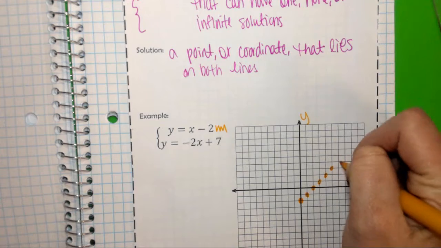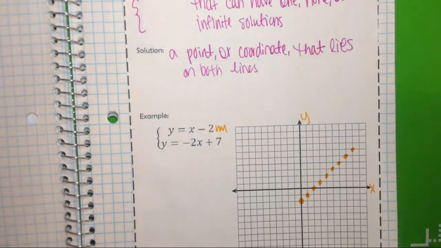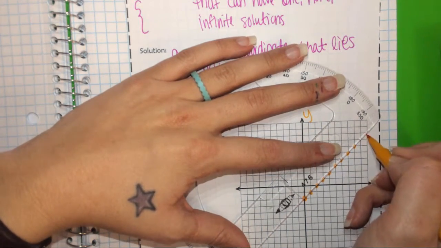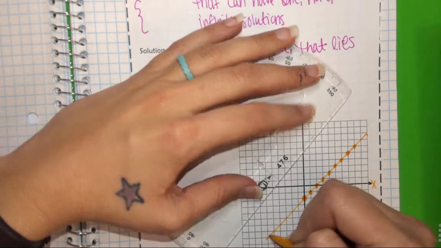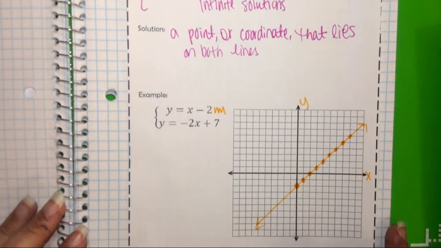We're graphing. How far do we go? To the end? Yep. Now, the reason that we're going to go all the way across is because we're not too sure where both of our lines are going to cross each other and meet. So we want to make sure we extend all the way across the graph.